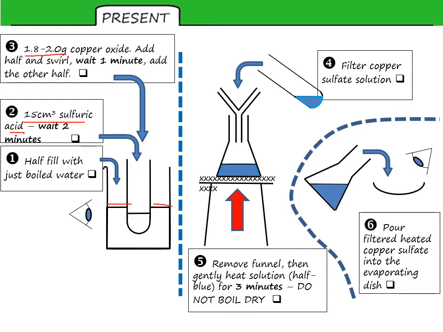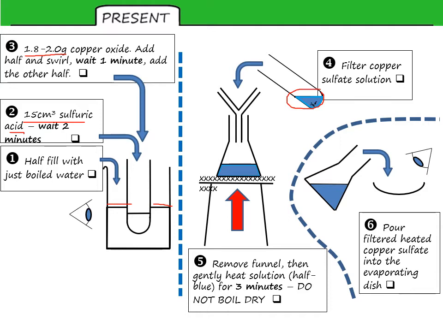What I will have done is I will have added a spatula of copper oxide to the sulfuric acid and given it a swirl, and then added another spatula of copper oxide and given that a swirl, and I will have kept doing that until the copper oxide no longer disappeared, so it stopped reacting and I had an excess. So I now have a solution which is copper sulfate and water, the products of my reaction, but also contains the excess copper oxide, which is a black insoluble solid.